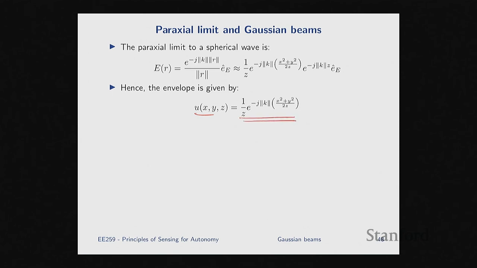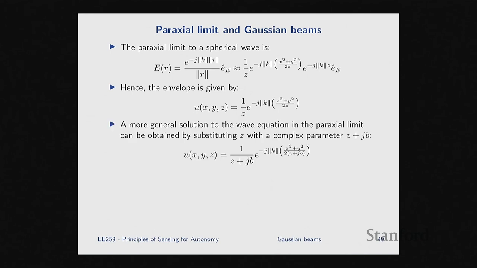Now, this was for spherical waves. We can make this more general, and the generalization you can do is replace the z here by a complex factor, z plus j times b. Okay, and we'll see what this b is. But here it's just a generalization. So we're substituting z with a complex parameter, z plus jb. Then the envelope becomes, everywhere we had z, we just substitute z plus jb. So you get z plus jb here and z plus jb here.